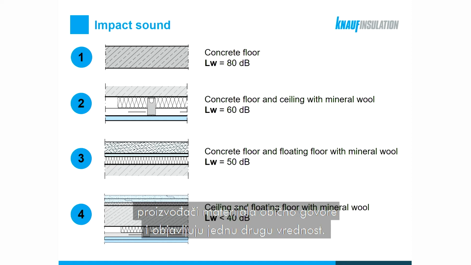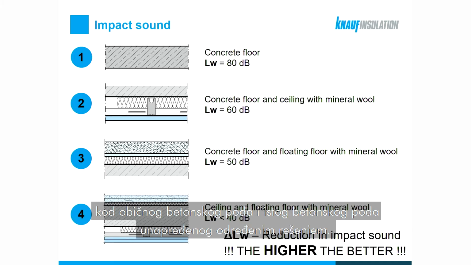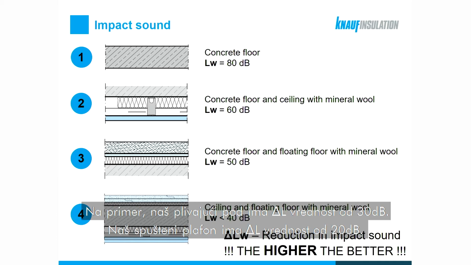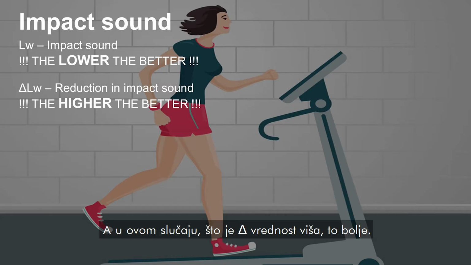So although it's the impact sound which is generally regulated, and yes, we target the lowest possible figure for the impact sound, it's actually another quantity which material manufacturers will generally talk about and publish. And this is the delta L value, which is actually the reduction of the impact sound. And this is nothing more than the difference in impact sound between the concrete floor and the same concrete floor upgraded with a certain solution. So for example, our floating floor has a delta L value of 30 decibels. Our ceiling solution has a delta L value of 20 decibels. And in this case, the higher the delta L value, the better it is.